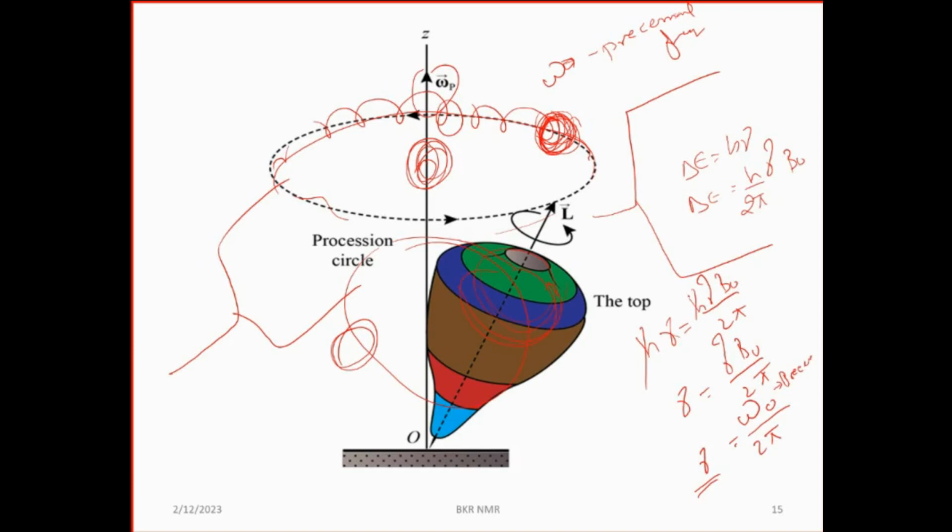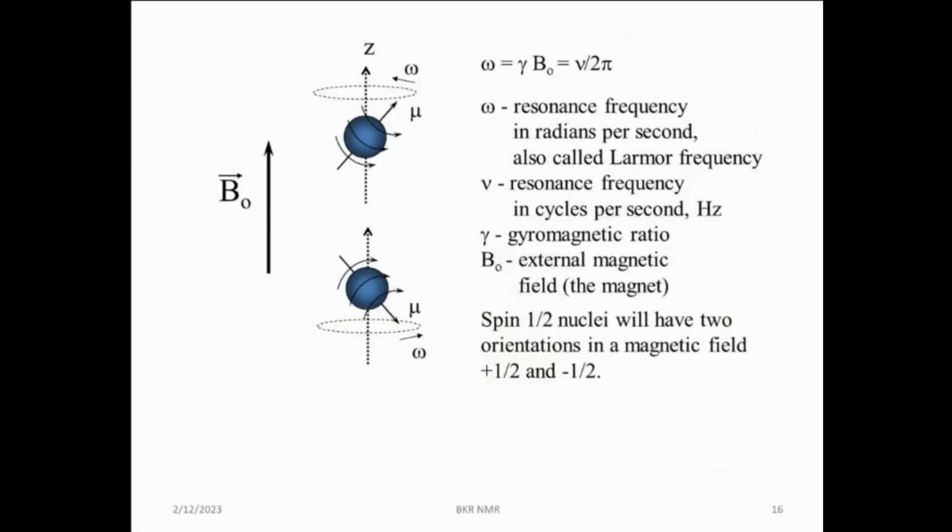Now when I put a nucleus into an external magnetic field, it not only undergoes splitting into two states, it also undergoes precession. That is known as precessional frequency, and the formula which we have found is omega0 is equal to gamma into B0, which is nu by 2 pi. So nu is equal to omega 0 by 2 pi. So mu into 2 pi is equal to omega 0.